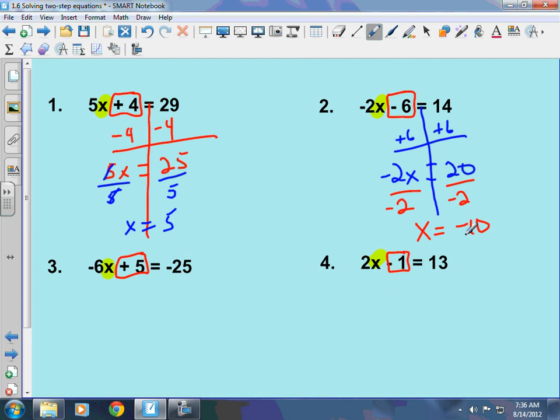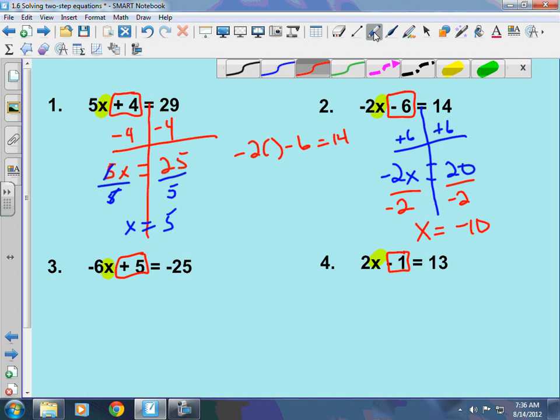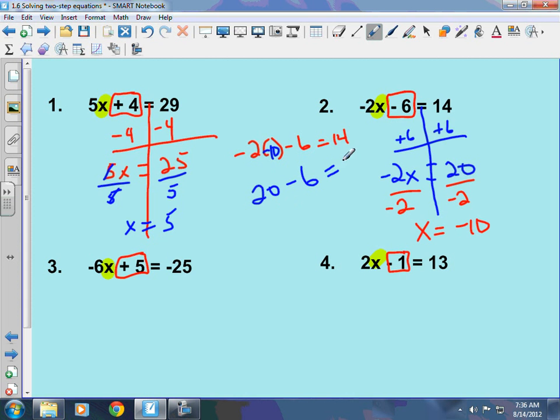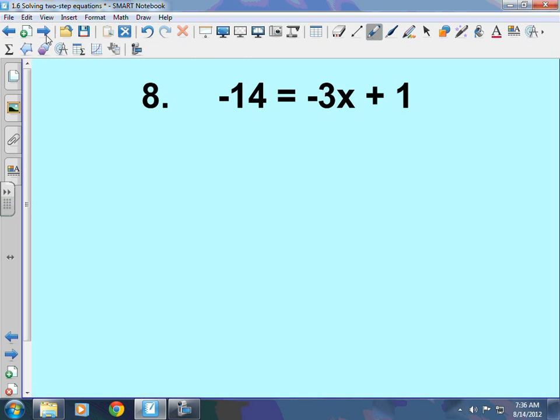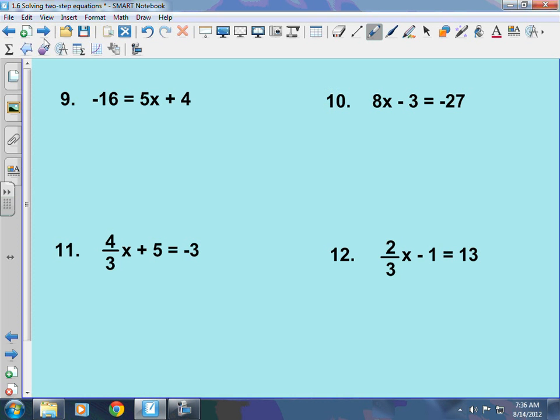If I want to check my answer, it's very simple. I take this problem right here. I know x equals -10. So I go -2 parentheses minus 6 equals 14. What goes inside my parentheses? That's right. I don't have a lot of room, but I'll squeeze -10 in there. -2 times -10 is +20. Minus 6 equals 14. 20 minus 6 does equal 14. That means this is the correct answer. That's how I would check. You should be able to do 5, 6, and 7, and 8 on your own.